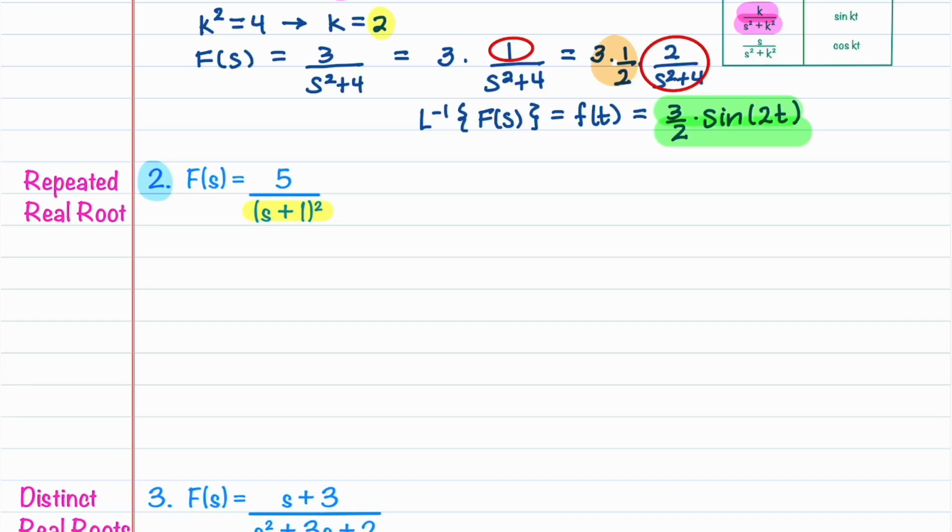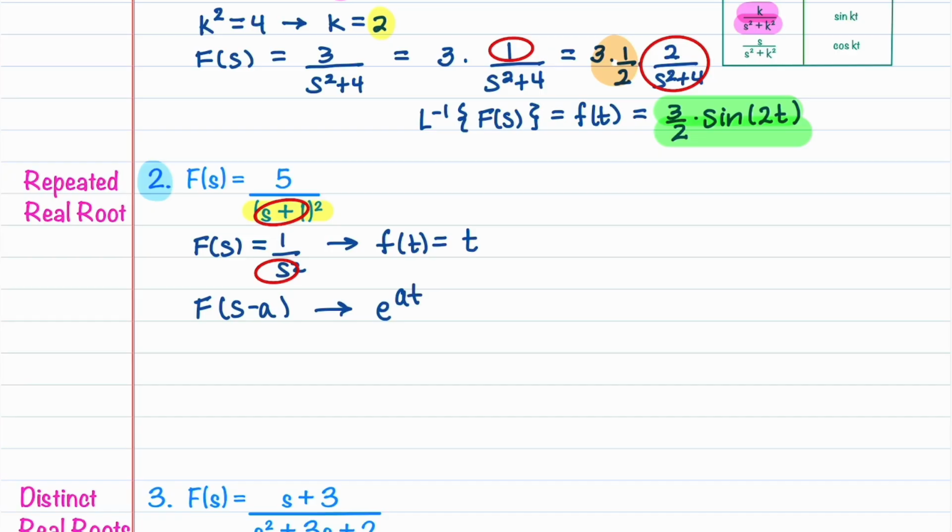Let's write down the table entry. We have f of s is 1 divided by s squared, and the inverse Laplace transform of this is little f of t is equal to t. Since we have s plus 1 and not just s, we need to use the translation property. That property tells us that capital F of s minus a corresponds to e to the at times f of t. Let's now rewrite the function that we're given.